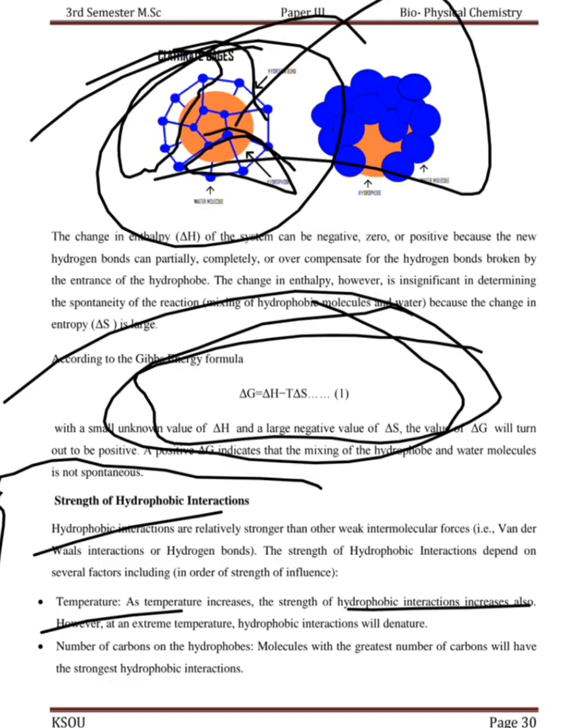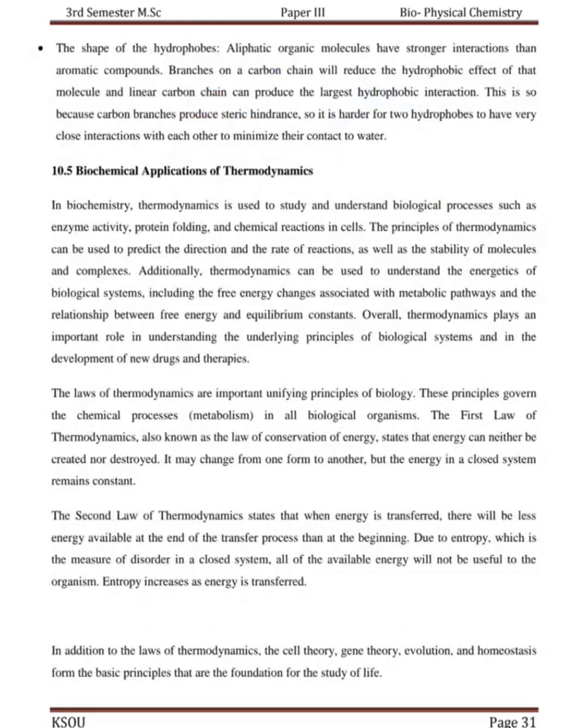These are the factors which affect the hydrophobic interactions: the number of carbons on the hydrophobes. Molecules with a greater number of carbons will have the strongest hydrophobic interactions, and also the shape of the hydrophobes. Aliphatic organic molecules have stronger interactions compared to aromatic ones. Aliphatic is nothing but open chain structure. Aromatic is of closed chain structure. So that is with respect to aliphatic and aromatic organic molecules.